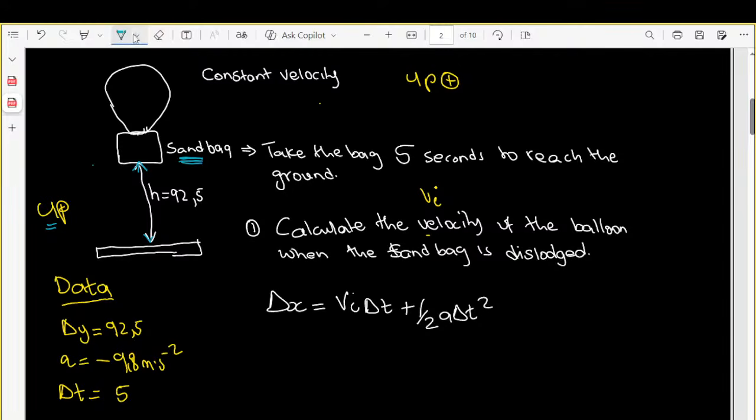Listen. At the height of 92.5 meters, we drop a sandbag. Where is this sandbag going? Down. So this tells you that the height is acting down and we take up as positive. So the height, we need to substitute it as negative 92.5. It's very important for you to understand that part. Very, very important. Because if you don't, we're going to have a very, very big problem. Tell me, do you understand what I'm saying here?